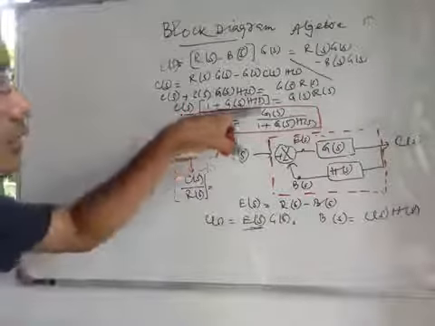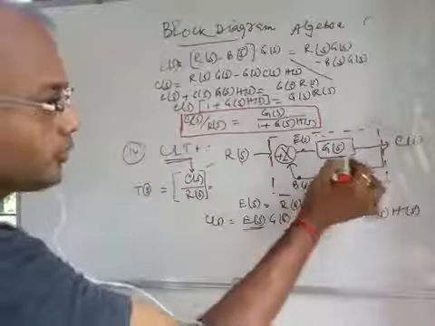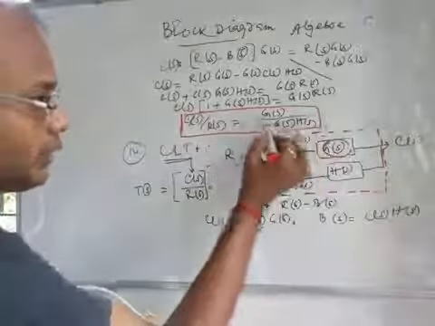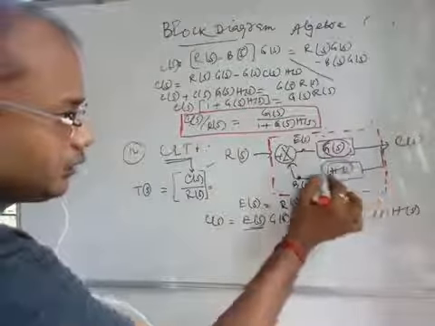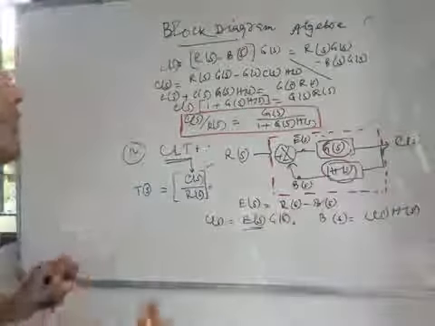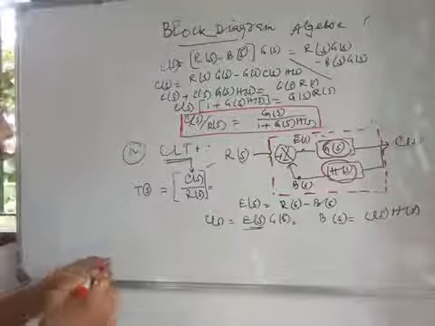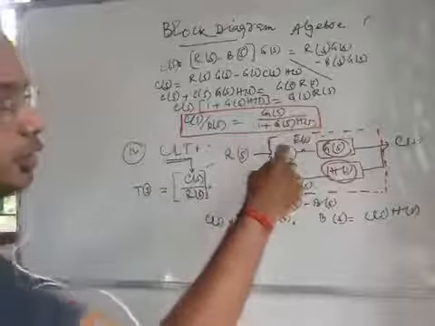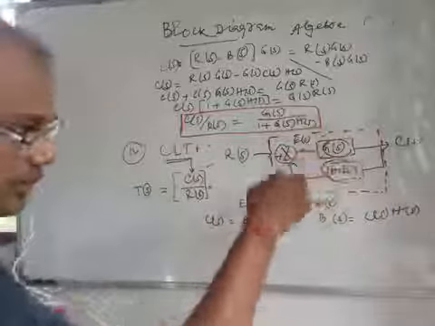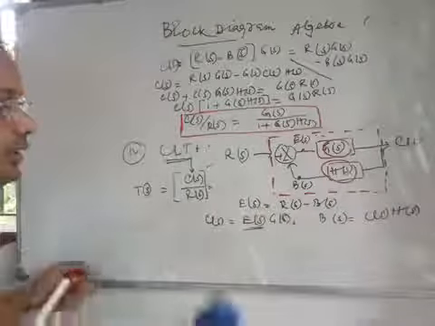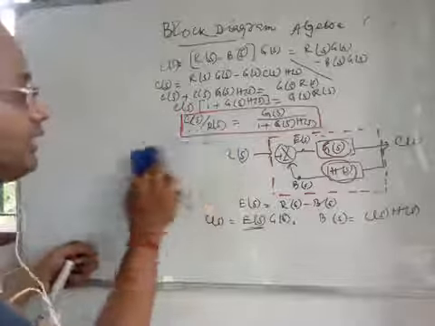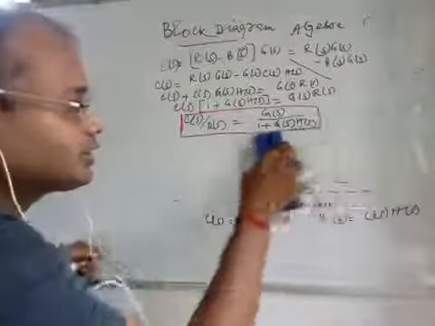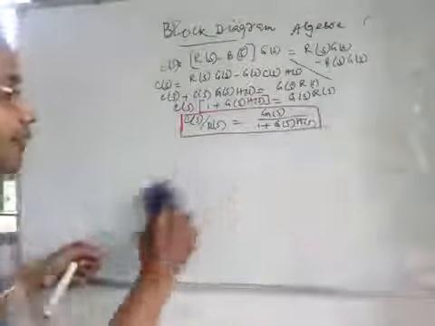C(s) by R(s) is equal to G(s), meaning the forward path transfer function, divided by 1 plus G(s) into H(s). That gives you the closed loop transfer function. And once you get this C(s) by R(s) as a whole, you need not use this error block and feedback path and all these things. So ultimately, you can write the system transfer function in a single line diagram, right?